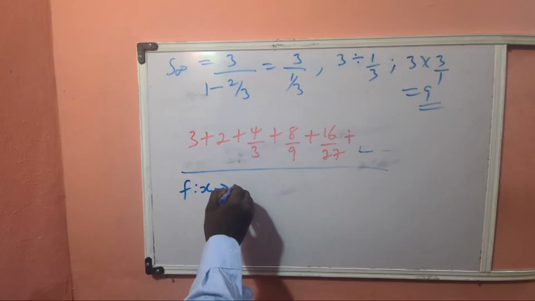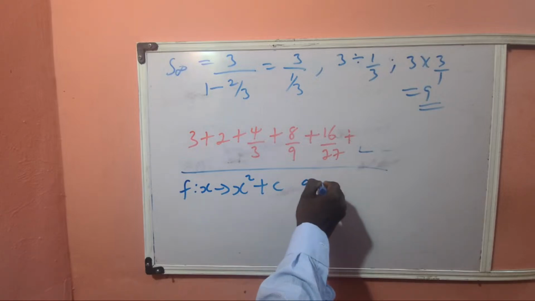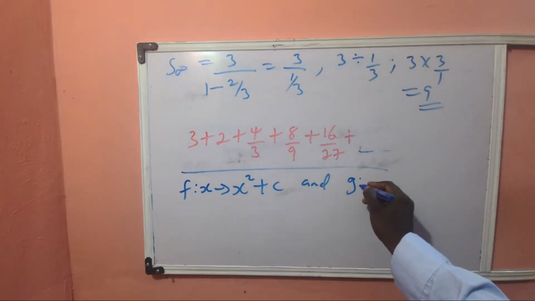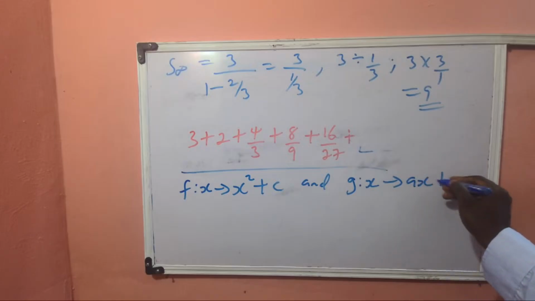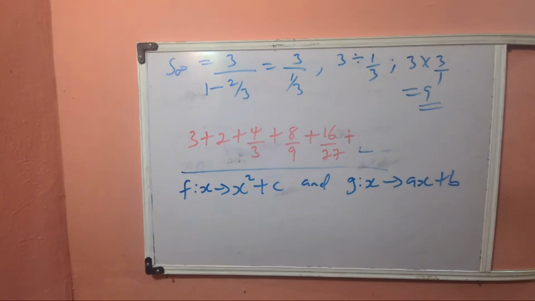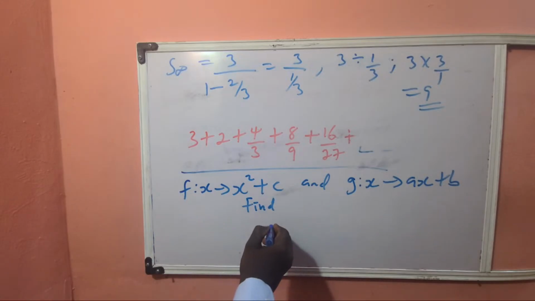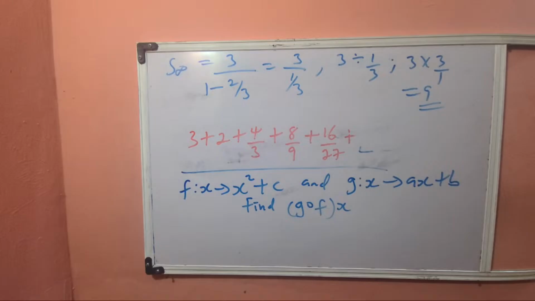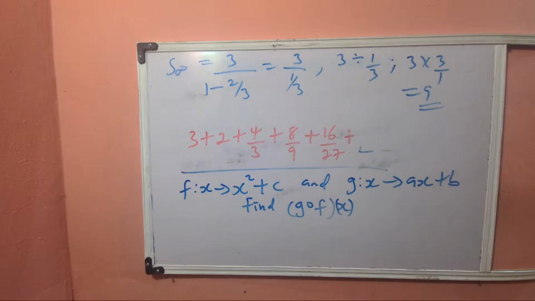We're told that f(x) was x squared plus c. And we're also told that g(x) was ax plus b. All right? You are told to find g of f of x. Let me write it the same way they wrote it. This is how they wrote it. How do you solve this?